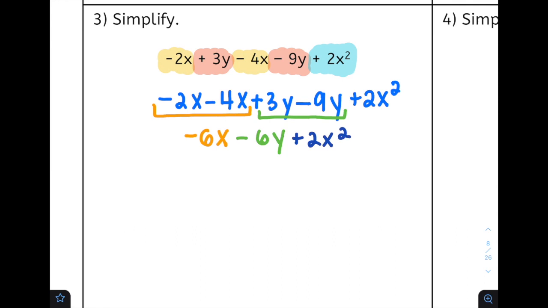If you wrote it 2x squared minus 6x minus 6y, or some form where your signs match up and stay together, then you're okay. These are the correct answers. So either this one or this one. I mean, there could be multiple equivalent expressions, just taking the different terms and moving them around.